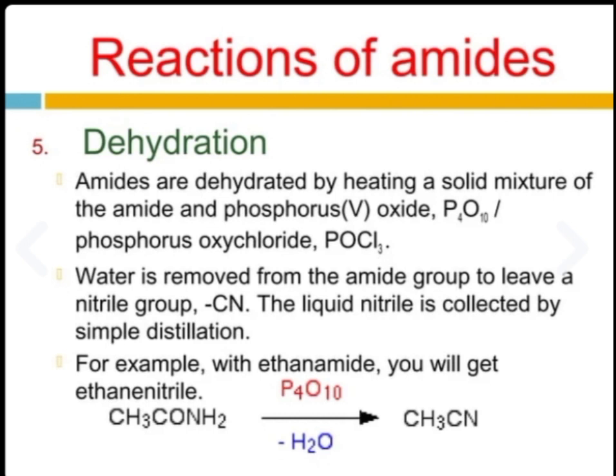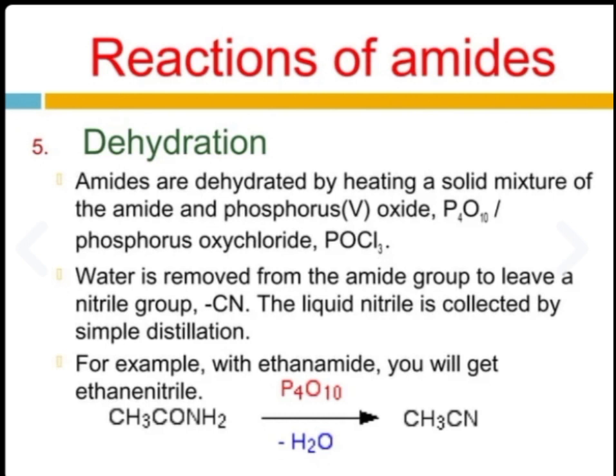For example, with the ethanamide, you will get ethanenitrile. So CH3CONH2 with P4O10, minus H2O, gives CH3CN. So that was the dehydration reaction of amides, and that is the last one. So that ends with the reactions of amides.